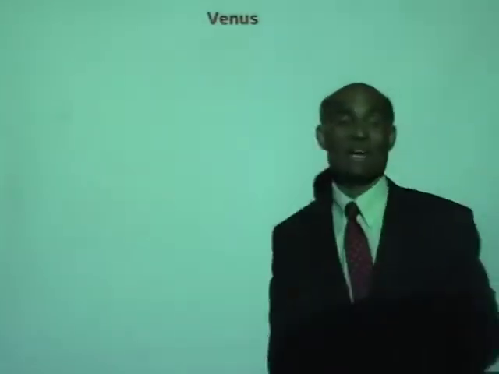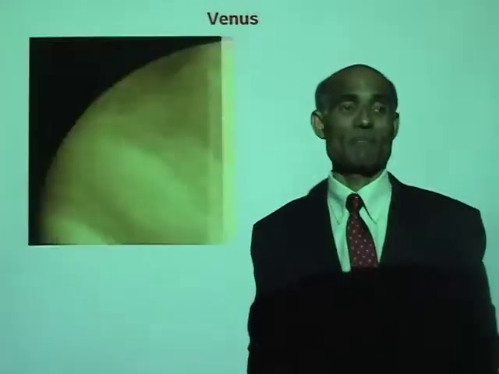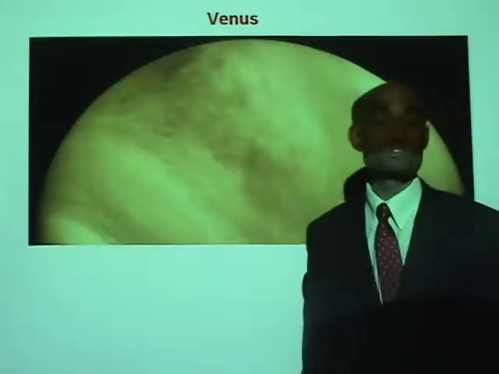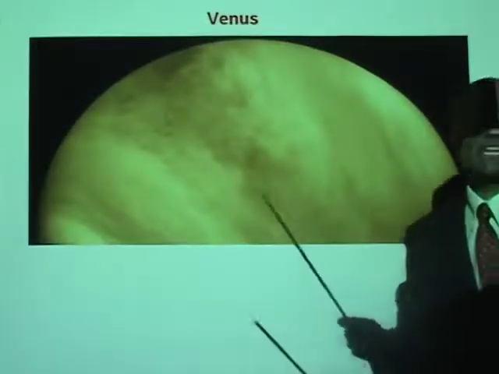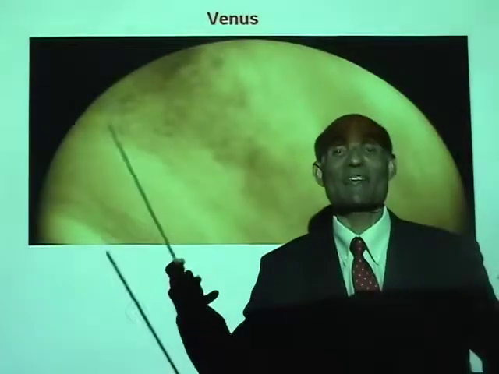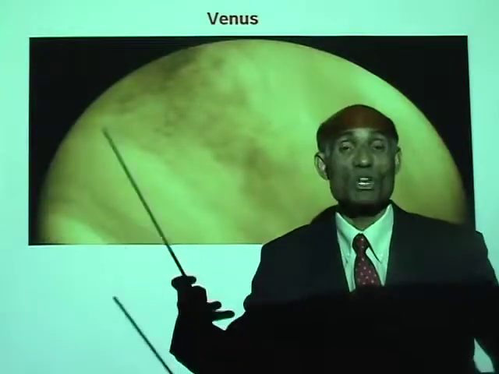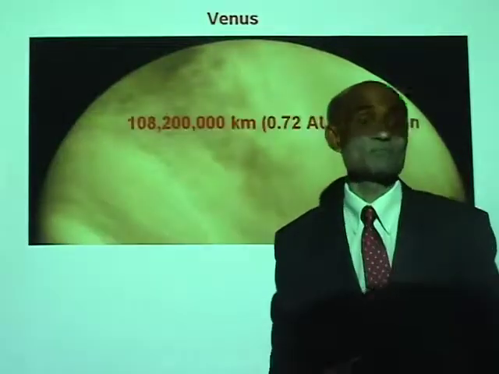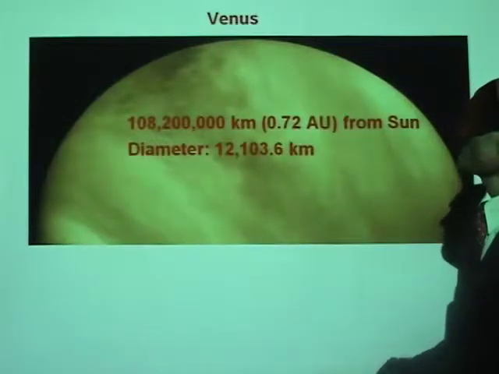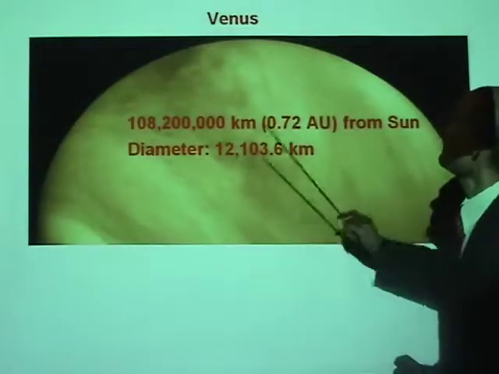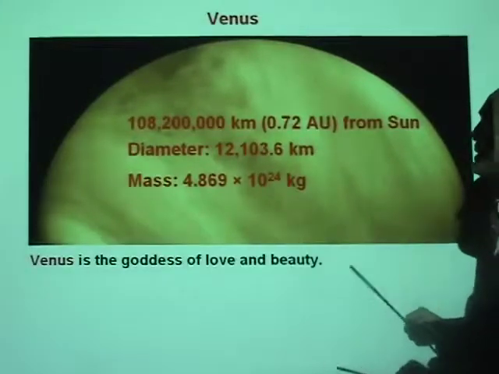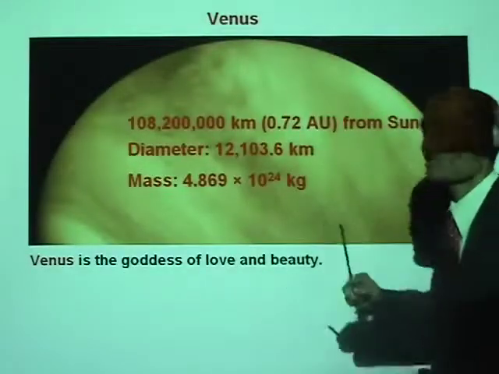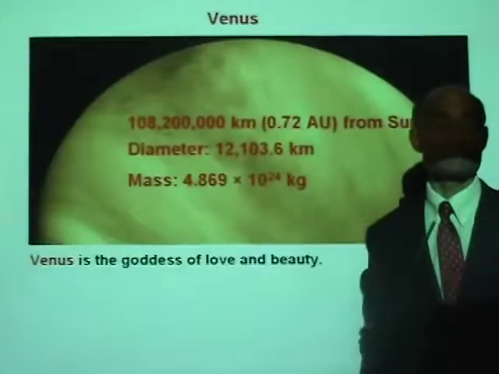Well, let's now look at our next planet, that is Venus. Venus is the most beautiful planet. Look at the beauty of it. And isn't Venus the planet of beauty? Yes, the goddess of beauty is Venus. Well, I have given you the size and distance. Take note of these. Venus is the goddess of love and beauty.